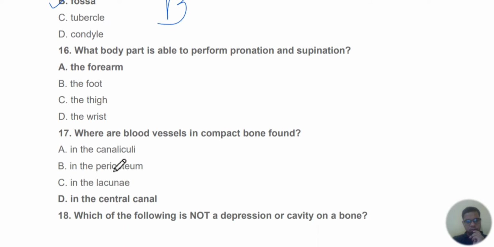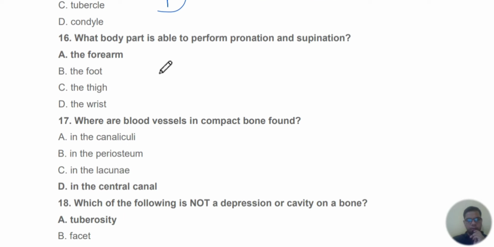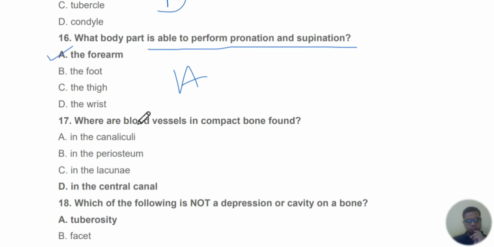Next is 16 question number. What body part is able to perform pronation and supination? The answer is A, the forearm.